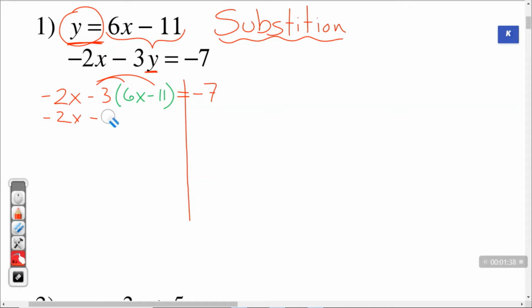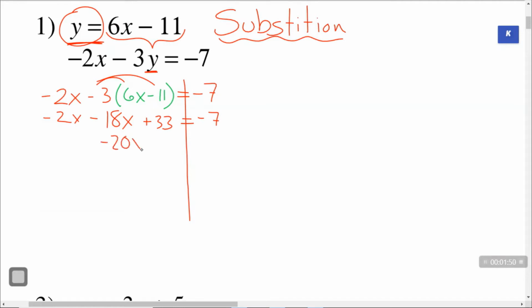That's going to give me negative 3 times 6, which is negative 18x. Negative 3 times negative 11 is positive 33. And then I'm going to combine my like terms. Negative 2 and negative 18 gives me a negative 20. And then I'm going to move that 33 to the other side by doing minus 33 on both sides. And I'll divide by negative 20. At this point, I find that x equals 2.